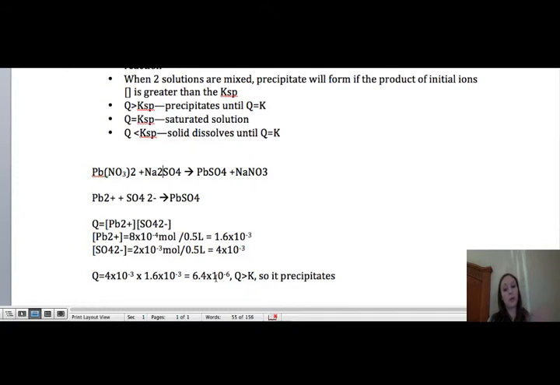Since my Q is bigger than the K value, it's going to precipitate, and it will continue to precipitate until the two are actually equal. If you look up the K value in the back of the book, it'll tell you that your KSP, I should probably put that in there, your K value is 6.3 times 10 to the negative seventh. So that's where you're getting that 10 to the negative sixth is bigger than 10 to the negative seventh.